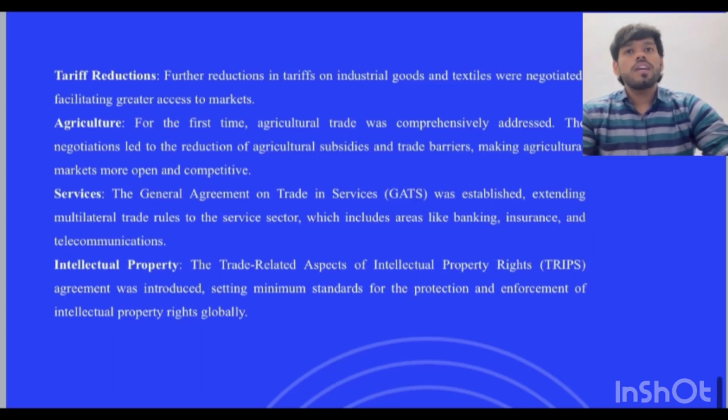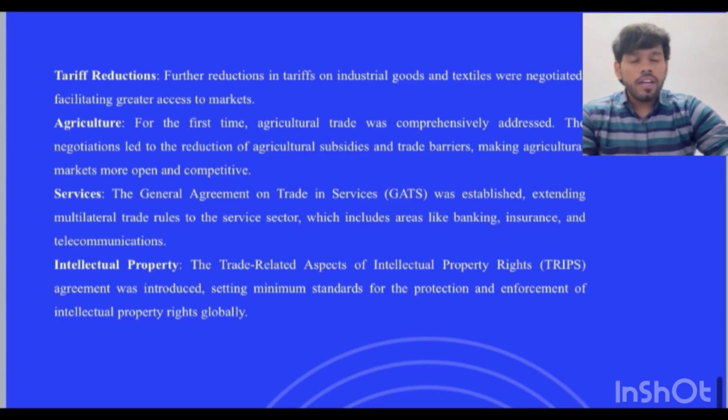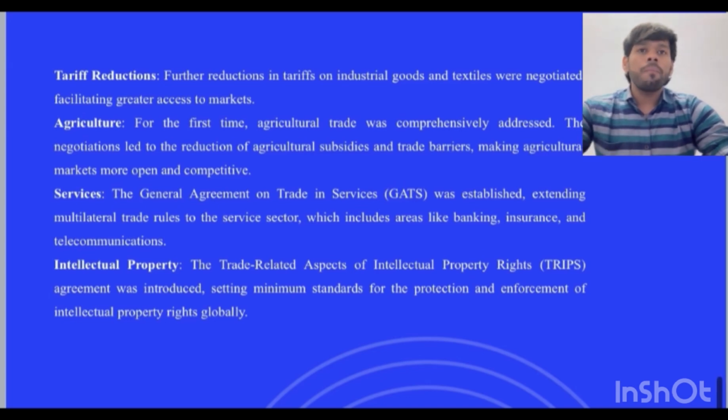Let us see about the tariff reduction. Further reduction in tariff on industrial goods and textiles was negotiated, facilitating greater access to markets. And in agriculture, for the first time, agriculture trade was comprehensively addressed. The negotiation led to the reduction of agriculture subsidies and trade barriers, making agriculture markets more open and competitive.